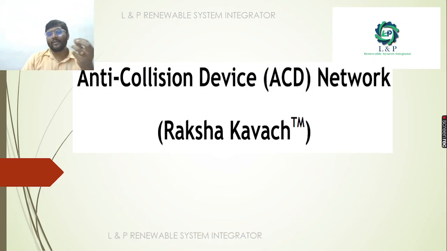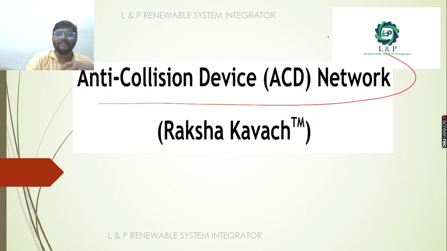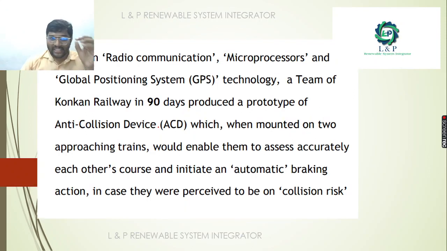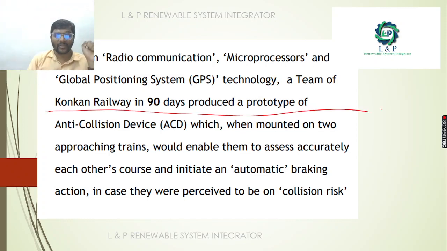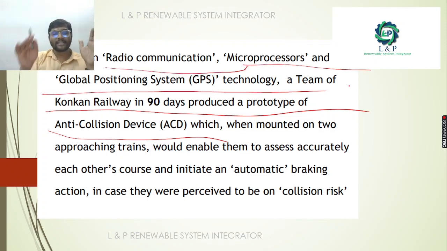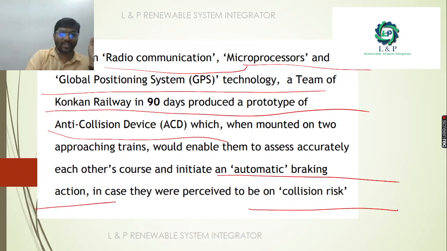Next most important thing we are going to discuss is the anti-collision device network, that is RAKSH KAVACH. It is a system which was created by our Konkan Railway in 90 days. This anti-collision device system has been created with the help of radio communication, microprocessor and GPS technology. So using this system we can avoid the collision risk, and we can do automatic braking action when any sort of emergency scenario occurs.